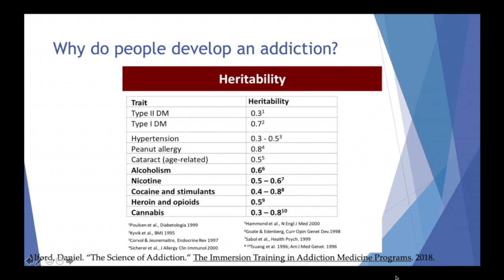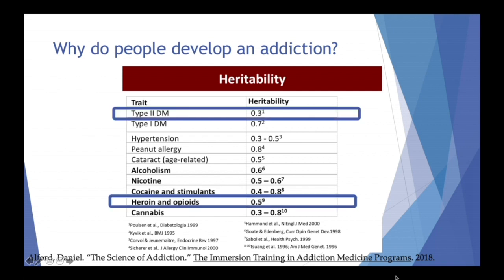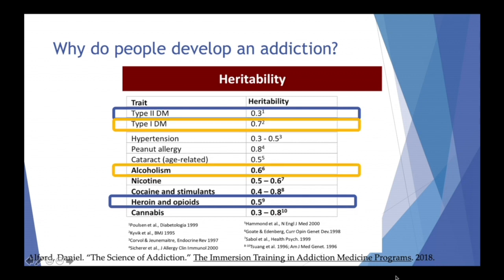We know that addiction has strong genetic factors. This is a table of the genetics of various diseases. It's genetics on the left and the association with heritability on the right. As you can see here, opioid use disorder is actually more heritable than type 2 diabetes. And alcohol use disorder is nearly as heritable as type 1 diabetes. However, we don't know why some people with similar risk factors develop an addiction, while others don't.